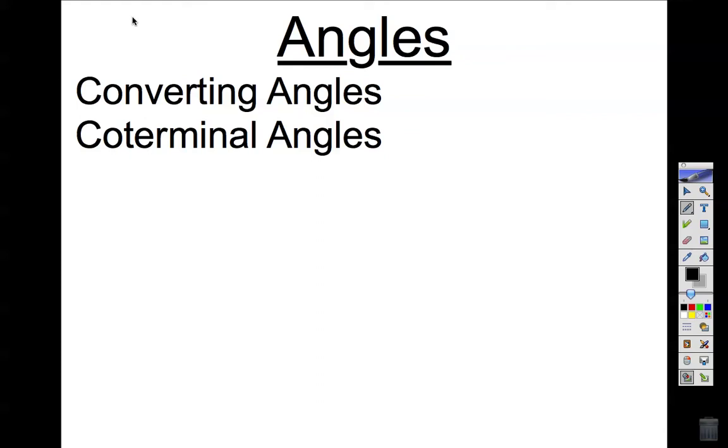In this video, I'm going to talk about angles. I'm going to show you how to convert angles from radians to degrees and degrees to radians, as well as how to find coterminal angles.